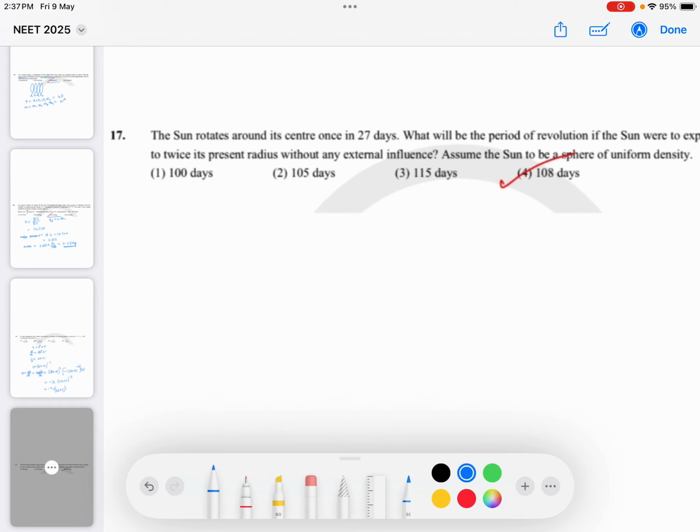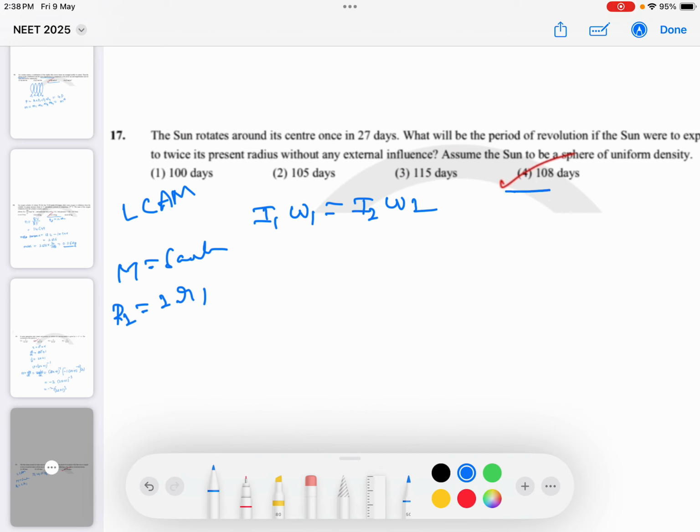This is the question. So I am applying the law of conservation of angular momentum. I omega is equal to constant. So I1 omega 1 is equal to I2 omega 2. Mass of the body is same here. Radius in the second situation goes to 2 times R1. For this case, applying it, you can get the answer 108 days, because I is proportional to R square.